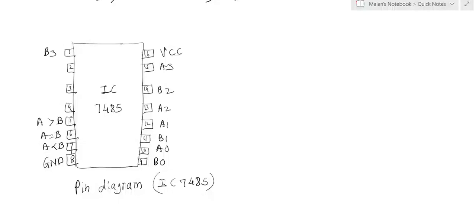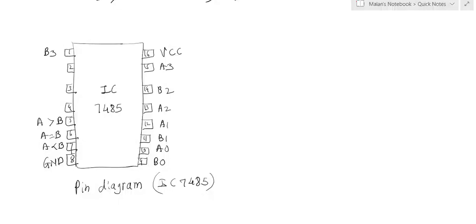Now along with these three outputs, there are three more pins available in IC 7485, pin number 2, 3 and 4. And these are the cascaded inputs, used to expand the comparators.